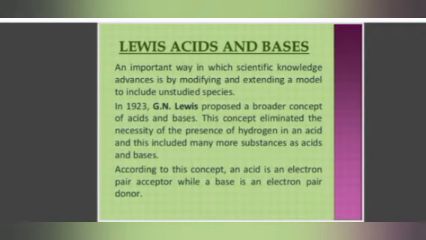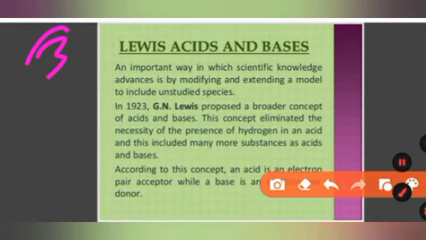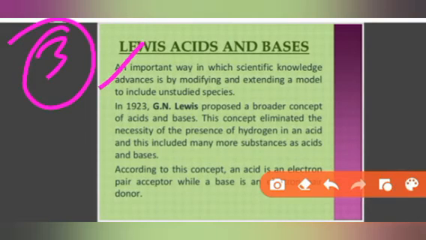Lewis acid and base are the third basic definition of acid and base. It is an important way in which scientific knowledge advances and is modified. In 1923, G. N. Lewis proposed a broader concept of acid and base. The concept eliminated the necessity of the presence of hydrogen in acid and included many more substances in acid and base. According to this concept, an acid is an electron pair acceptor and a base is an electron pair donor.